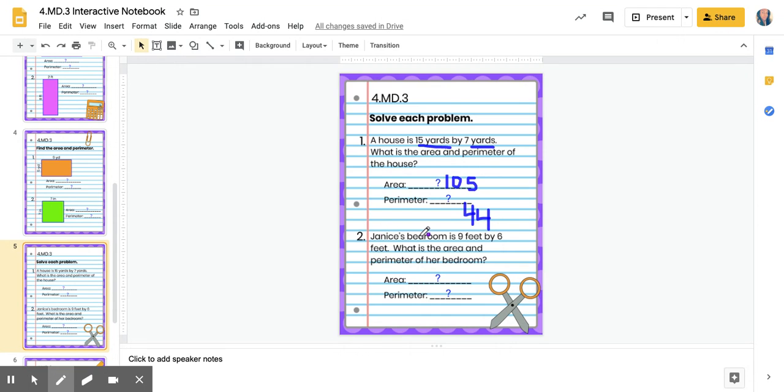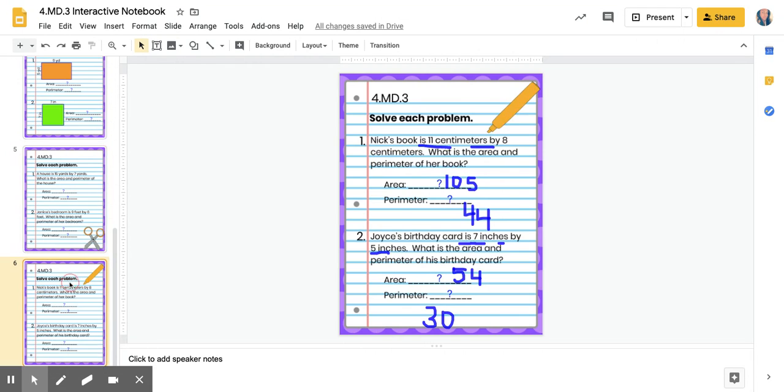This next question says Janice's bedroom is 9 feet, so that's important information, by 6 feet. More important information, what is the area and perimeter of her bedroom? Area is length times width. So 9 times 6 is 54. The area is 54 square feet. And the perimeter would be 9 plus 9 plus 6 plus 6, which would give me 30 feet.